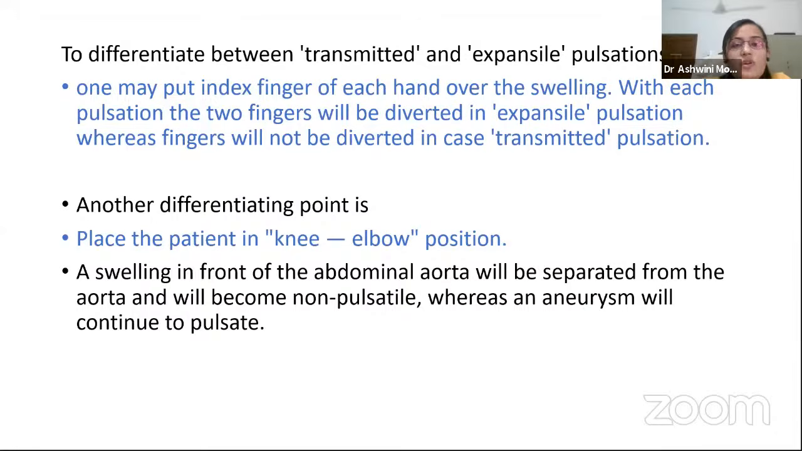So how to differentiate between transmitted and expansile pulsation? One may put the index finger of each hand over the swelling. With the pulsation, the two fingers will be diverted in expansile pulsation, whereas the fingers will not be diverted in transmitted pulsation. Another differentiating point is to place the patient in the knee elbow position. A swelling in front of the abdominal aorta will be separated from the aorta and will become non-pulsatile, whereas an aneurysm will continue to pulsate.